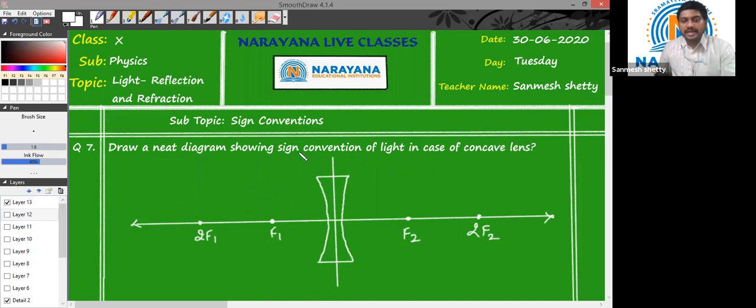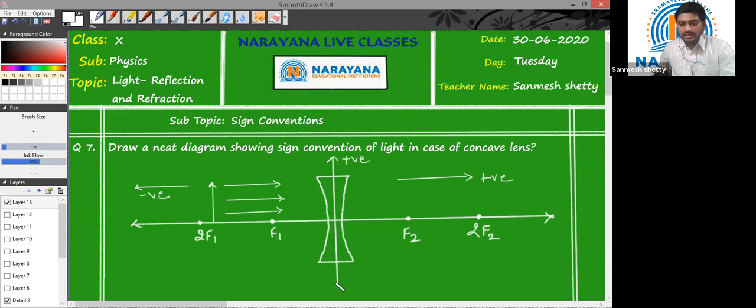So draw a neat diagram showing the sign convention of light in case of concave lens. Again, let us keep an object here. All the rays of light are traveling along this direction, so obviously this direction will be taken as positive. This will be taken as negative. And again, this will be taken as positive, and this will be taken as negative.